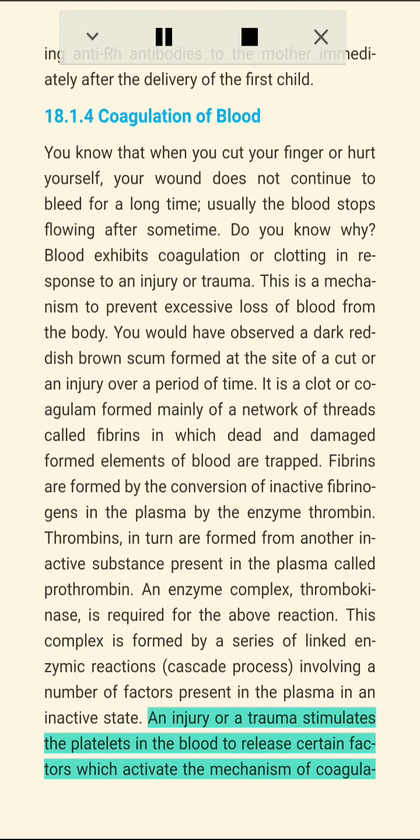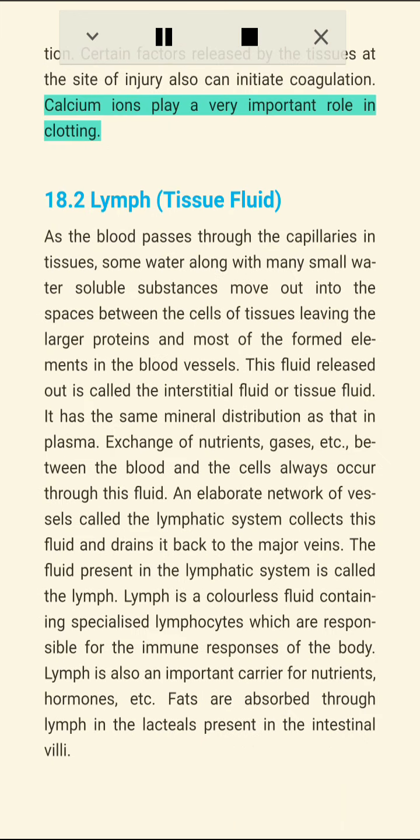This complex is formed by a series of linked enzymic reactions, cascade process, involving a number of factors present in the plasma in an inactive state. An injury or a trauma stimulates the platelets in the blood to release certain factors which activate the mechanism of coagulation. Certain factors released by the tissues at the site of injury also can initiate coagulation. Calcium ions play a very important role in clotting.